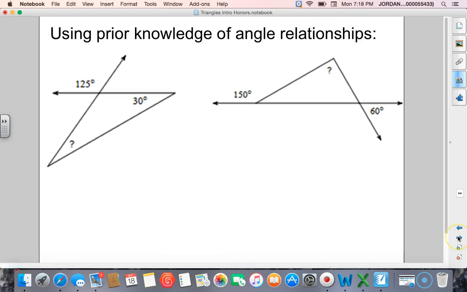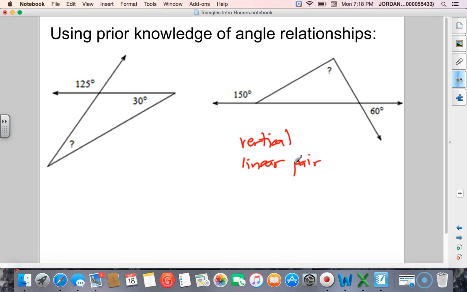Keep on cruising. Okay, so now it's going to get interesting. So for those of you that like a challenge and you like some tough stuff, that's what we're getting to now. Because you gotta remember some of the angle relationships we talked about. The main two that you're going to have to remember are vertical angles and linear pair to do these problems.